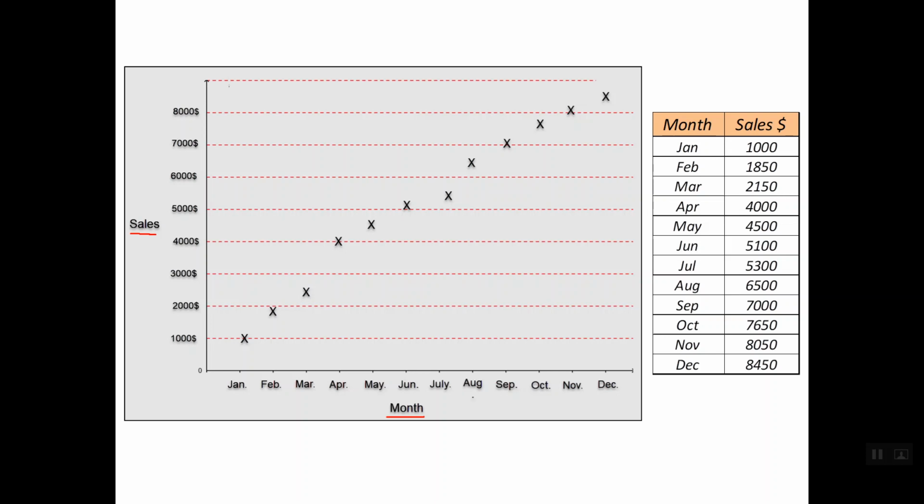For example, in January, the size of the sales is simply 1,000. So this is $1,000, and this is the month, which is January. This is the meaning of the plot. So again, we can simply understand or conclude that we have somehow a strong positive correlation.